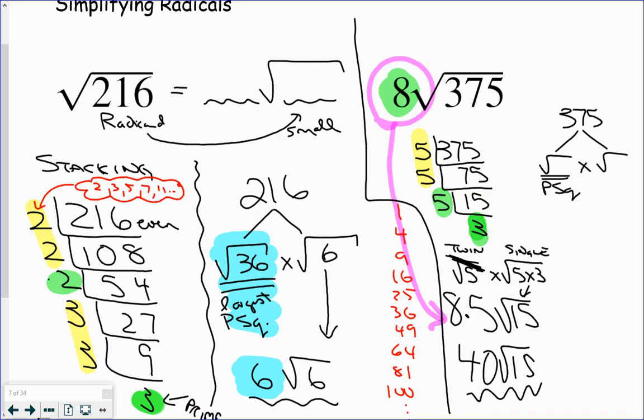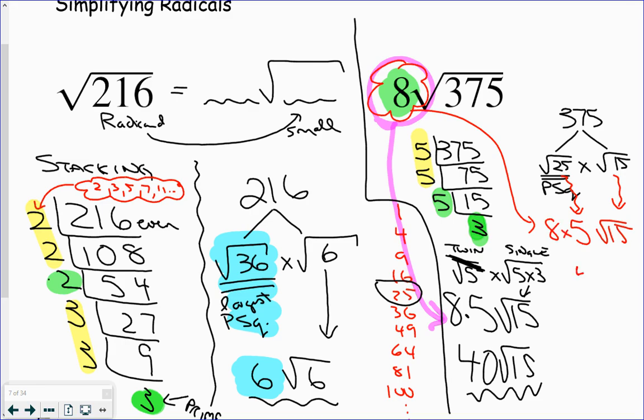For the perfect square way, on this list of numbers here, which one do you think will go into 375? 25. So on your calculator, go 375 divided by 25. You should get 15. What is the square root of 25? 5. Bring down the 15. And then again, all you have to remember is to bring the 8 down.